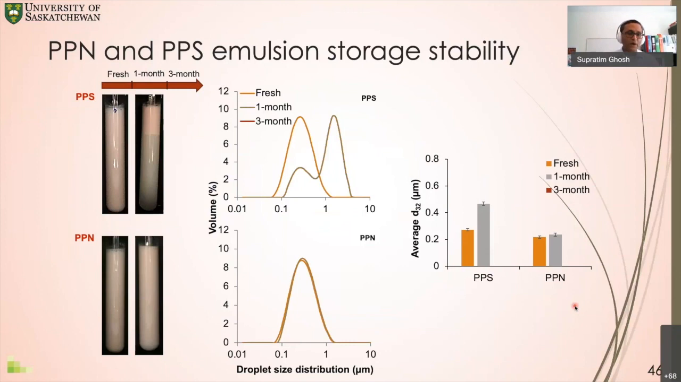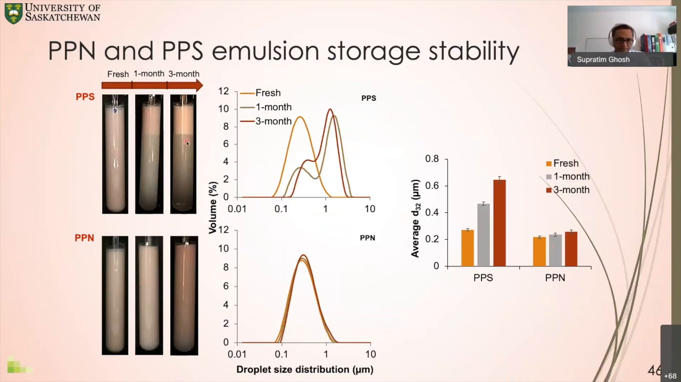Now, after 1 month, you can see the PPS emulsion creaming, their creaming separation, the PPN still stayed stable, the droplet size remained similar. Even after 3 months, you can see extensive creaming, phase separation, almost clear aqueous phase. But the PPN emulsion stays very similar. The droplet size didn't change. So it is a very stable emulsion compared to PPS, soluble pea protein. So nanoparticle definitely improved the emulsion stability against creaming, and it provided much more stable emulsion.